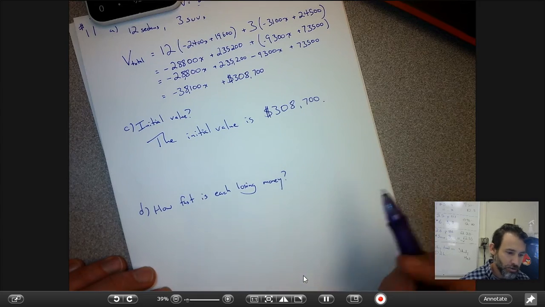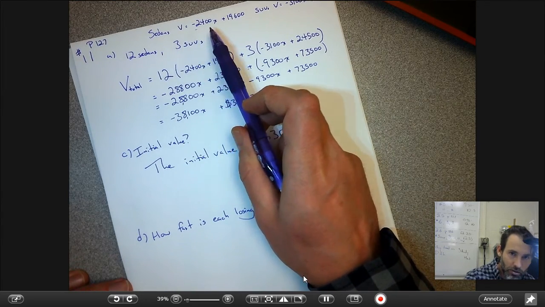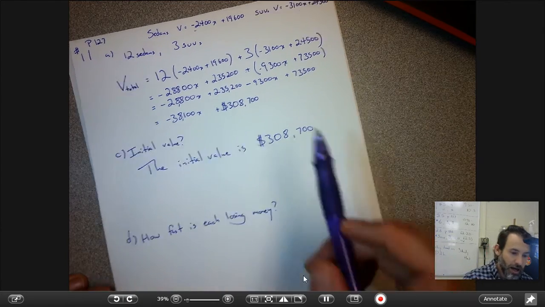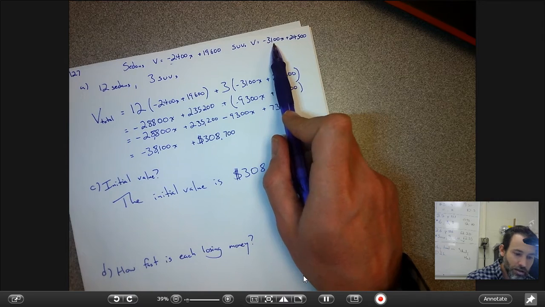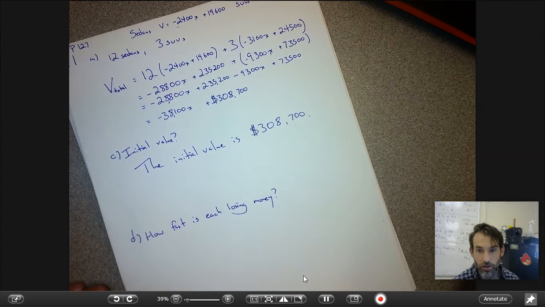Now, how fast is each losing money? How fast are the cars losing money? Well, I know that the sedans are losing $2,400 of their value each year, each sedan. And the SUVs are losing $3,100 of their value each year. I just read that from the equations.